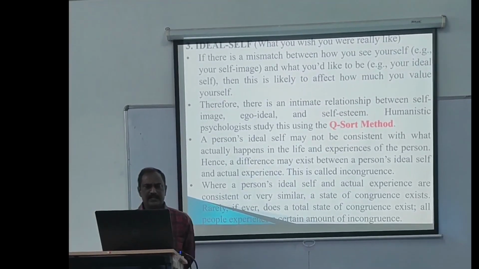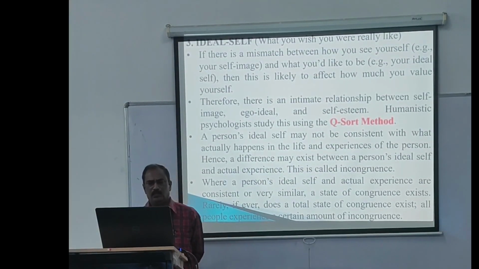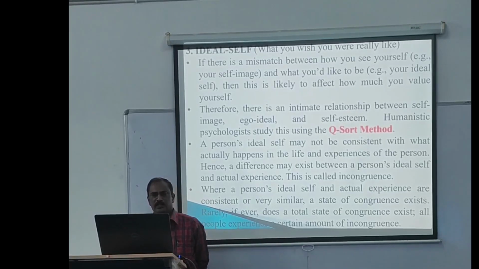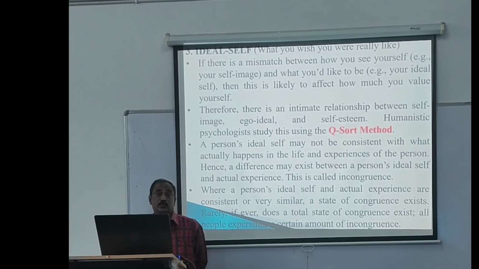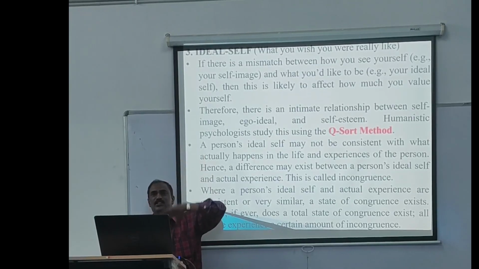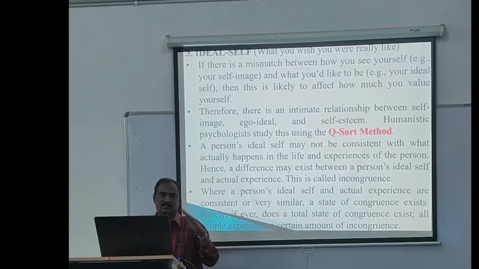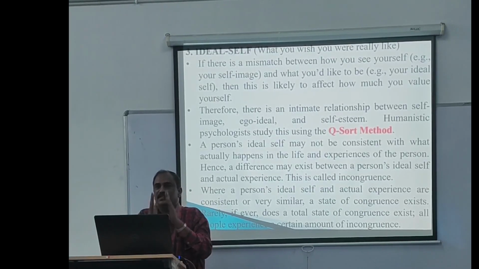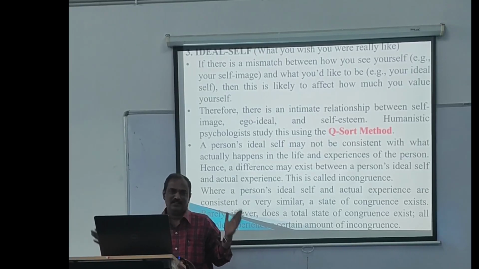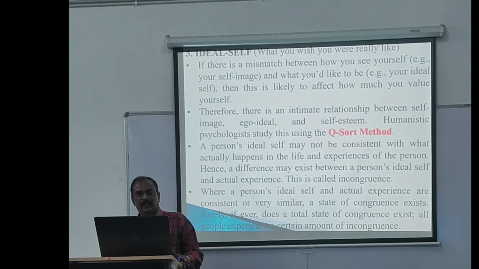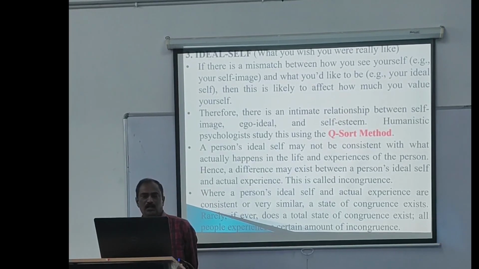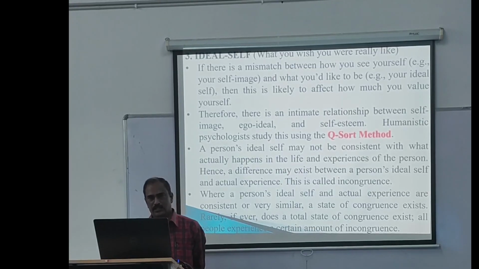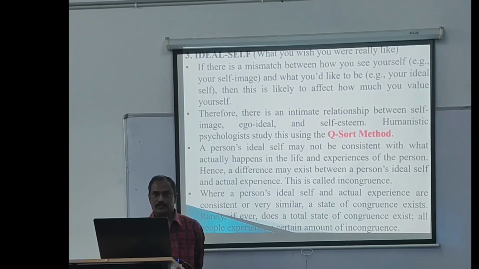So a person's ideal self may not be consistent with what actually happens in the life and experience of the person. Hence, a difference may exist between a person's ideal self and actual experience. Two things are there: ideal self and actual self. There is always a mismatch between ideal self and actual self. There is a lot of gap. If the gap is less, successful man. If the gap is more, unsuccessful man. This is called incongruence. The difference that may exist between a person's ideal self and actual self or actual experience is called incongruence.